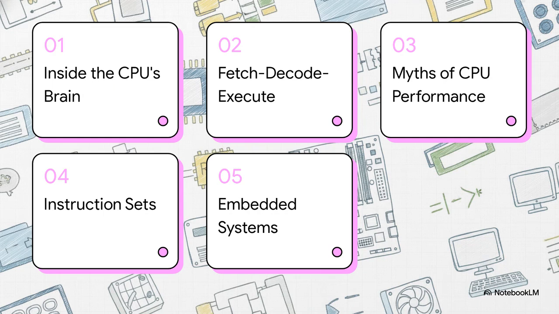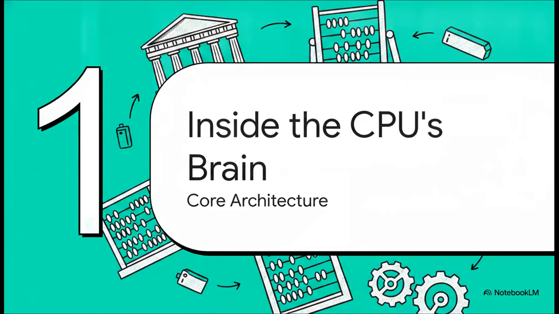Here is our lesson plan for today's explainer. We'll be looking at 1. Inside the CPU's brain. 2. The fetch, decode, execute cycle. 3. Myths of CPU performance. 4. Understanding instruction sets. And finally, 5. The world of embedded systems. Let's get to it. Section 1.